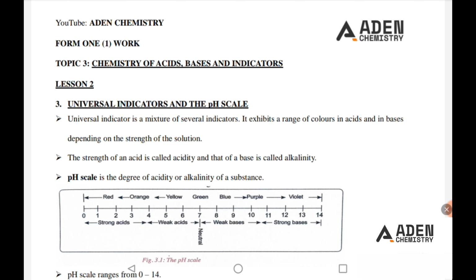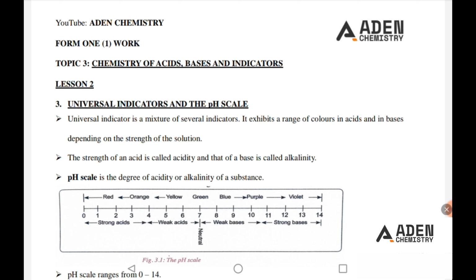Hello students, welcome. Previously, Form 1, Topic 3, Lesson 1, we have done the introduction part of the chemistry of acids, bases and indicators. So today, Lesson 2, we are going to proceed to the third category or type of indicators, which is the universal indicators.